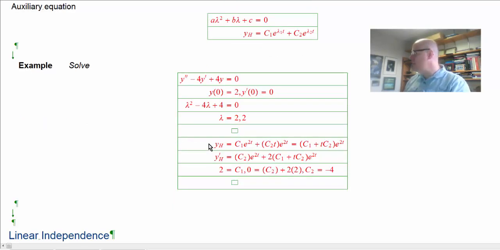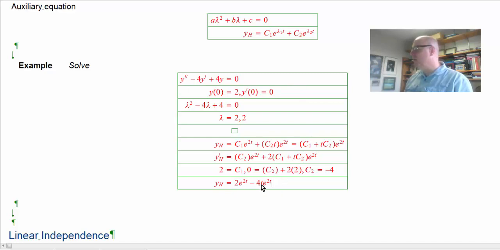So my solution then, my solution to this differential equation is 2e to the 2t minus 4t e to the 2t. So 2e to the 2t minus 4t e to the 2t. All right, well, I'm calling it my solution. I do know that this satisfies the two initial conditions. I'm good with that. And I know that this part of the solution satisfies the differential equation.